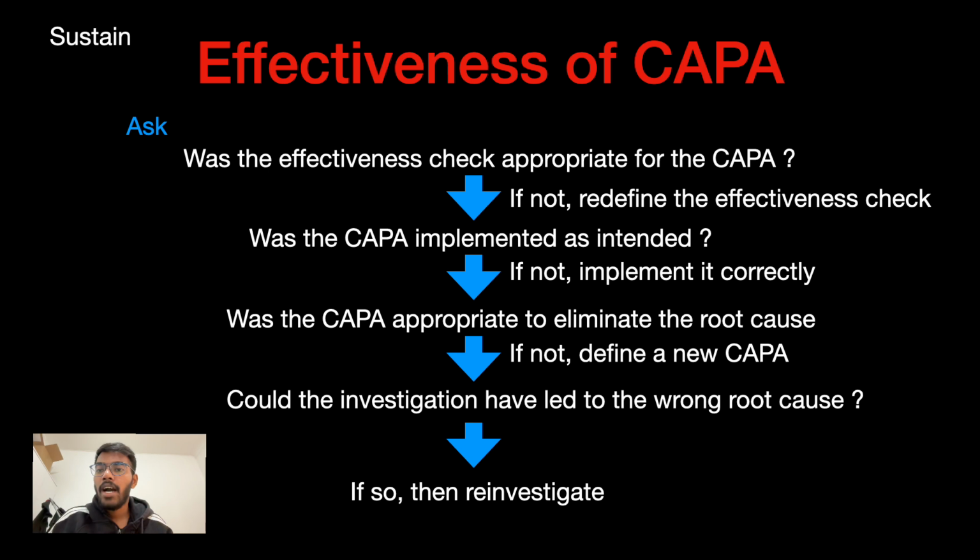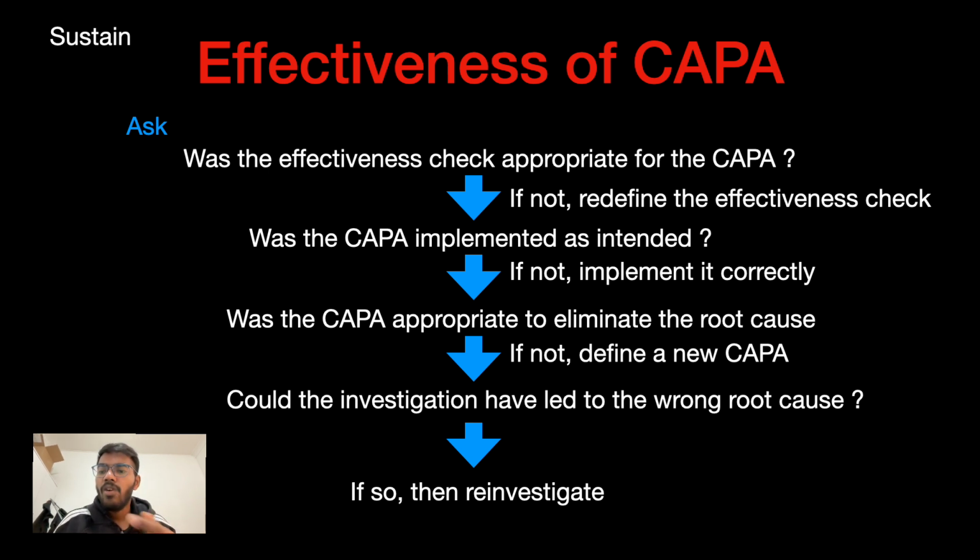So once CAPA is implemented, the work isn't over. That's only halfway through. The rest is finding the effectiveness of the CAPA. We must verify it. To verify that, we need to ask ourselves 4 key questions. So was the effectiveness check appropriate? If not, you need to redefine the effectiveness, because you need to go back, change the FMEA and change the solution selection matrix, because the action is not really effective.